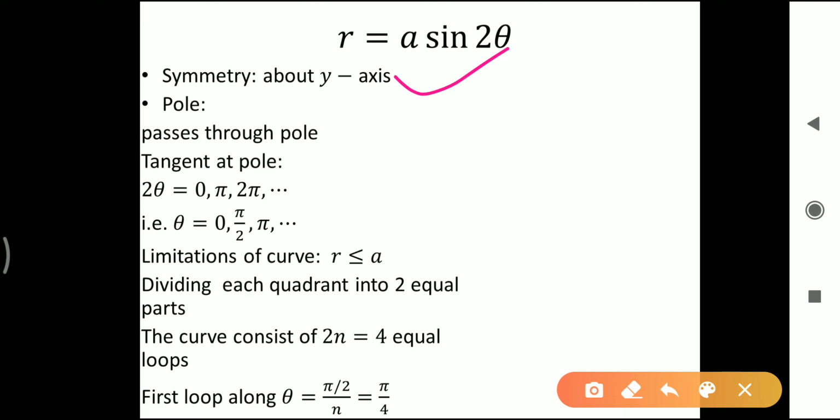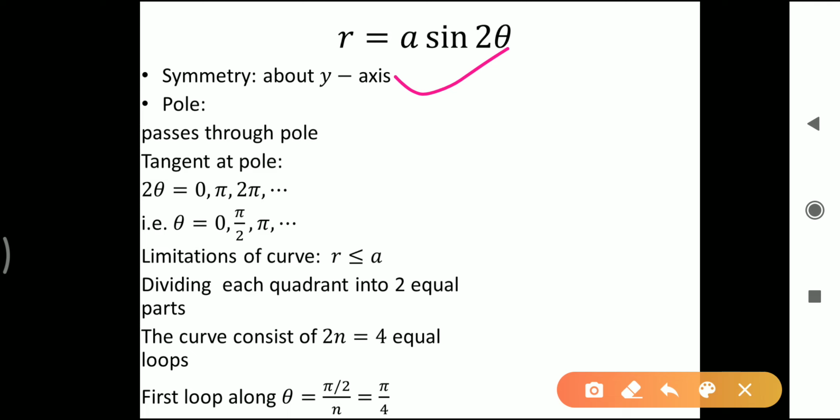Then for tangent at pole, you are going to equate r equal to 0. That means sine 2 theta is equal to 0. So what are the different values of 2 theta? 0, pi, 2 pi, 3 pi and so on. That means the corresponding values of theta will be 0, pi by 2, pi and 3 pi by 2 and so on. So these are all the tangents at the pole that you are going to get, but we are going to consider only those tangents which are between 0 to 2 pi.